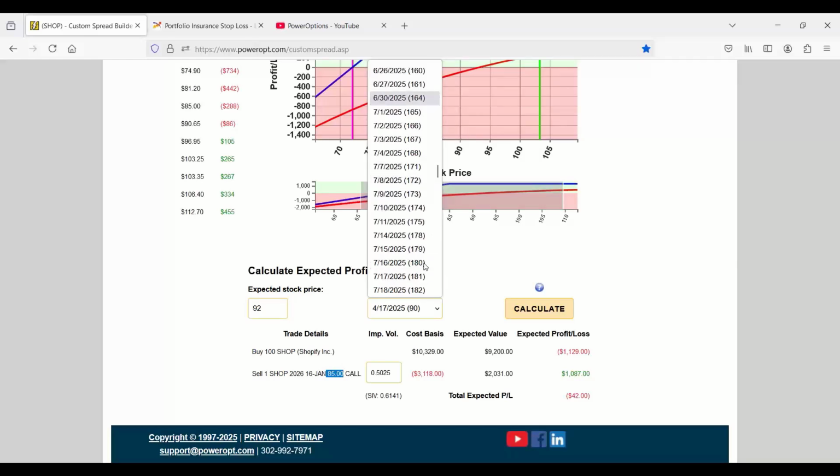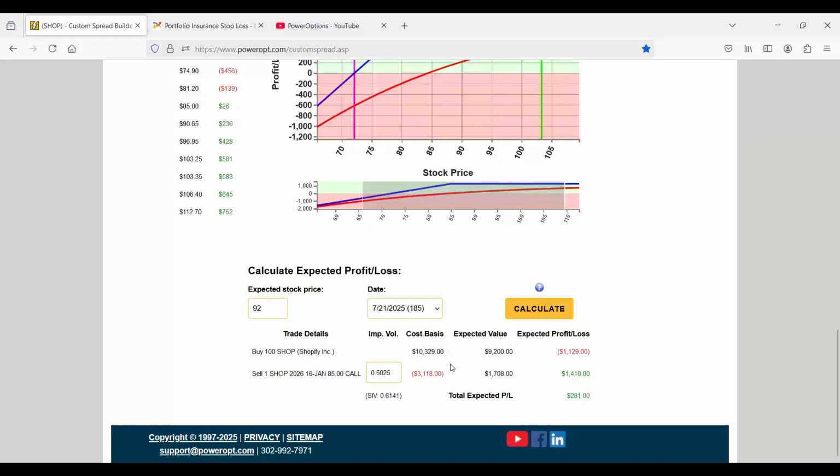All right, but let's go halfway out. Let's go to 184, 185 days, the default that came up. See, now you haven't even made half yet. The stock's down to 92. So halfway into the trade, stock's been fluctuating. It's down to 92 at this point. You've only made half of what you expected.